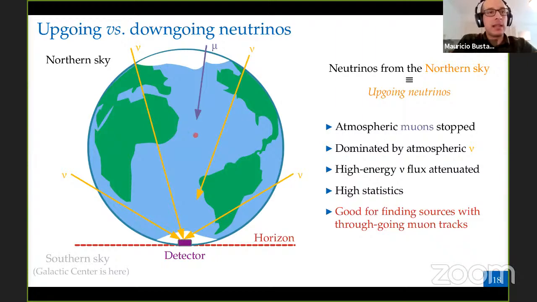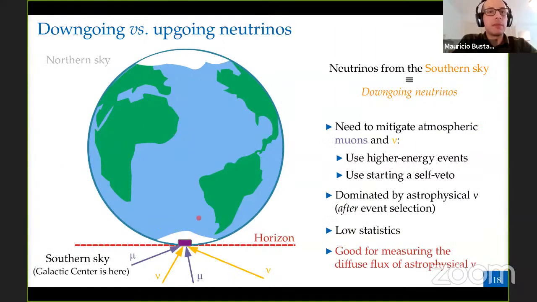On the other hand, if you think about neutrinos now coming from the southern sky into your detector, then you don't have a way to stop the atmospheric muons. Those will be in your sample of detections. But you can clean them afterwards, thinking about veto techniques in clever ways. So you can actually make your sample not contaminated massively by atmospheric muons and make it astrophysically clean.